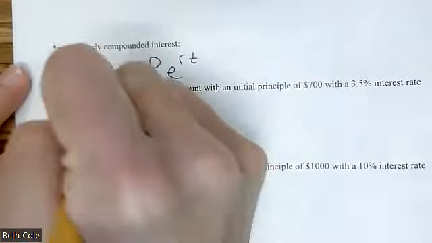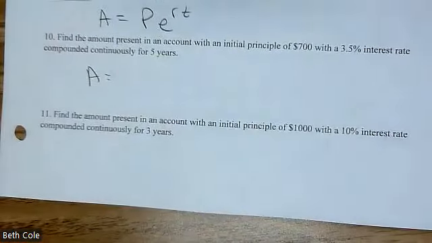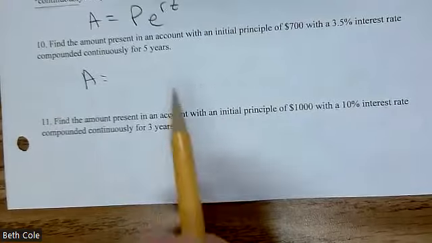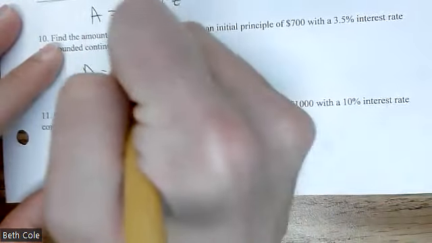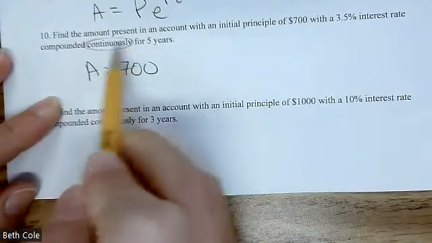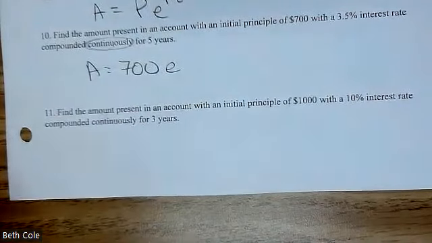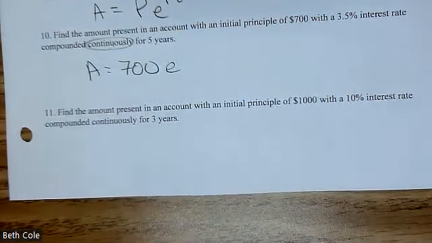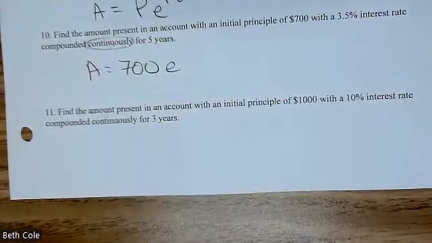So let's try these two. I made them the same numbers as the previous ones, but I changed it to continuously so we could do a compare and contrast. What is your principal for this one? 700. And look, do you see how it says continuously? That's what tells you that it's the PERT formula. So if it says annually, semi-annually, monthly, quarterly, you use the first one. If it says continuously, you use PERT.